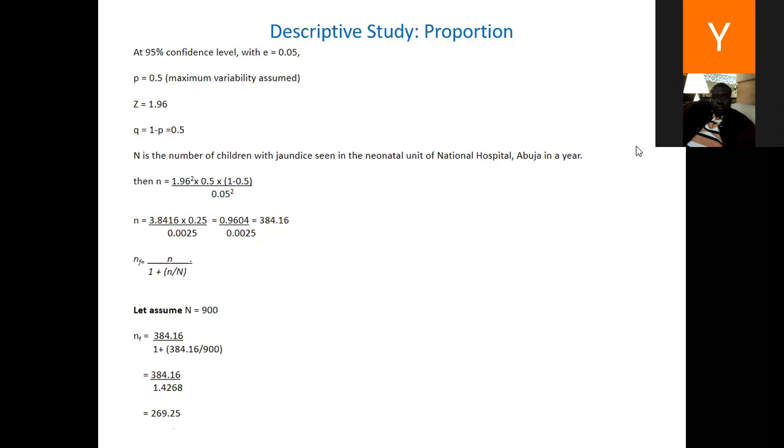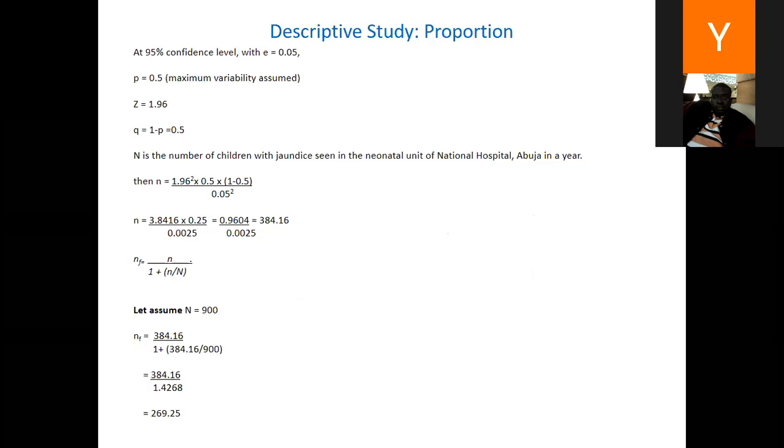You don't lose anything apart from the money you spend in assuming maximum variability. In fact, it will have been the best for any time you study the prevalence of something. But because of money, because of resources, it's not always used. It's the best because it's the one that assumes the maximum. So whether the prevalence is high or low, it will capture it the way it is.